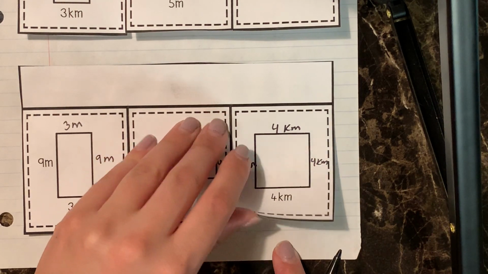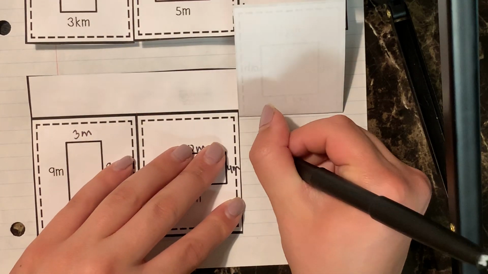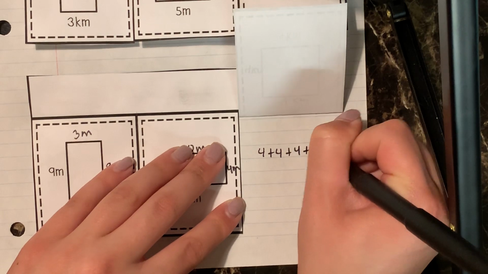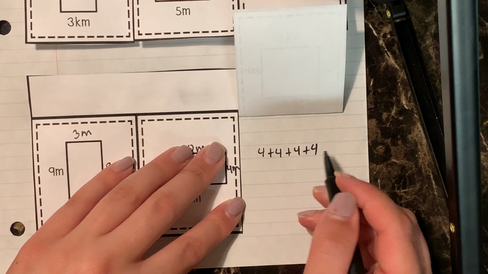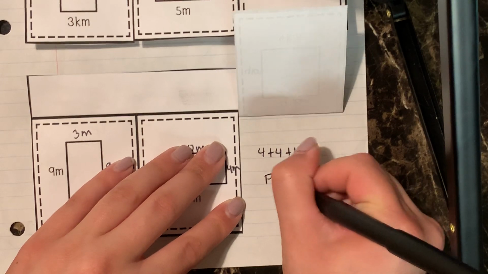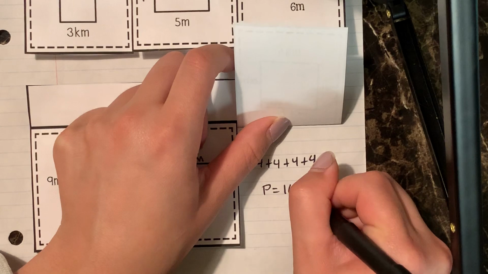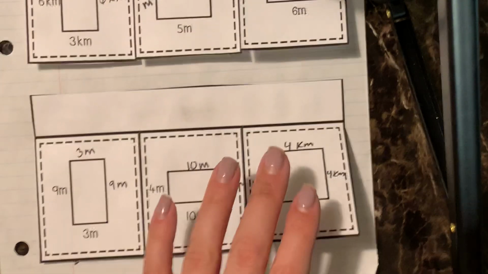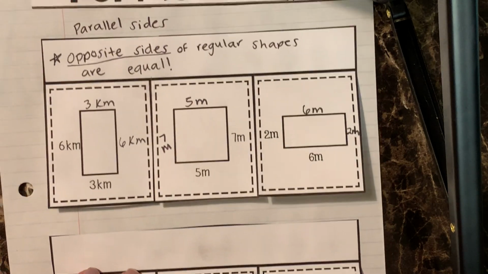So 4 plus 4 plus 4 plus 4, which you might be thinking in your head, Miss North, can I do 4 times 4? You totally could, because that's the same thing as repeated addition. 4 plus 4 plus 4 plus 4, 4, 8, 12, 16. 16 km for kilometers. Okay, so that's one way that you can use addition to solve perimeter.